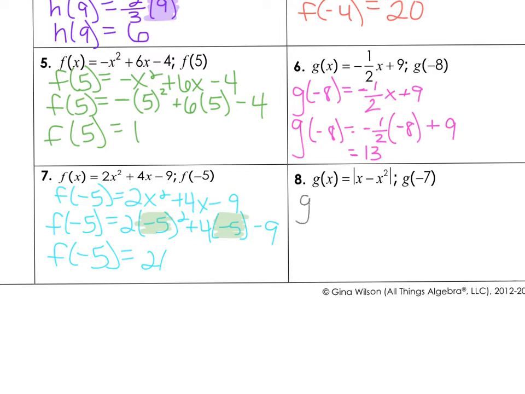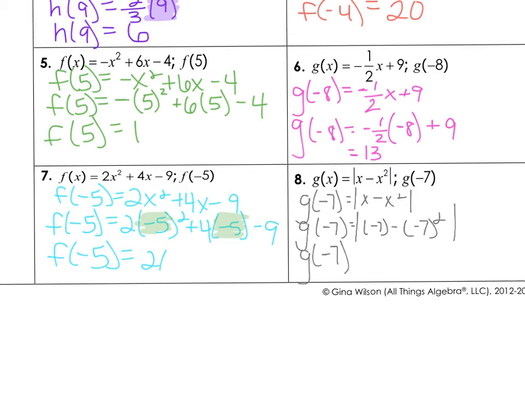Going to write g of -7 equals the absolute value of x minus x squared, and now I'm going to plug in the -7. So I'm still going to put parentheses around my -7. Okay, now you actually can put this whole thing in your calculator from here. Just for the sake of it being so many steps, I'm going to simplify first.